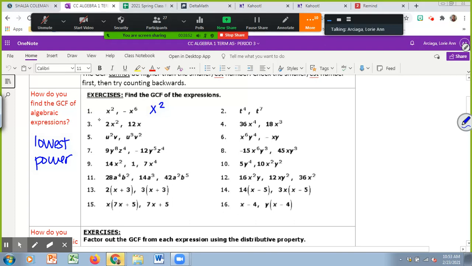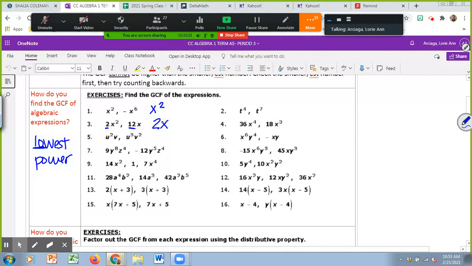Okay, but now look, you have a number and a variable. So we just learned how to get the GCF of the numbers, right? So first, can you give me the GCF of the numbers 2 and 12? 2. Very good. Now get the GCF of the variables by finding the lowest power. So what's the lower power of x? It's x. Perfect. So that's your GCF.